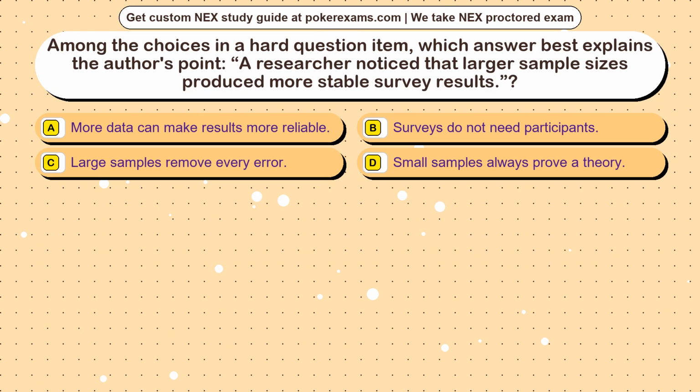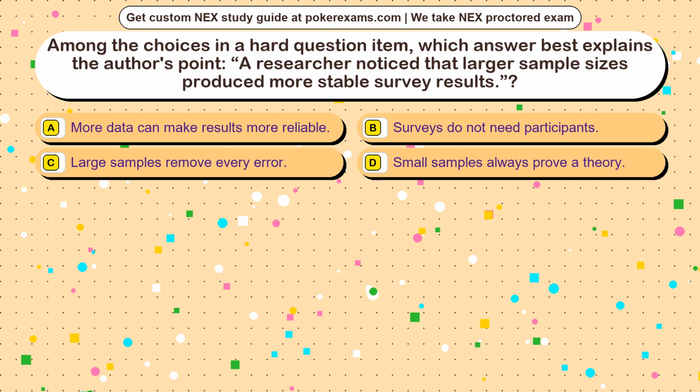Question 15. Among the choices in a hard question item, which answer best explains the author's point? A researcher noticed that larger sample sizes produced more stable survey results. Option A. More data can make results more reliable. Option B. Surveys do not need participants. Option C. Large samples remove every error. Option D. Small samples always prove a theory.